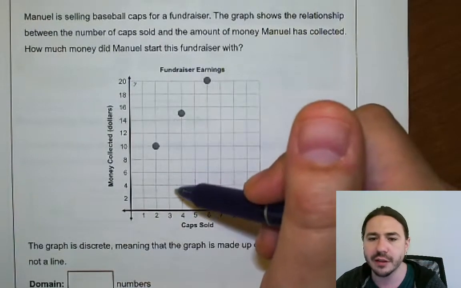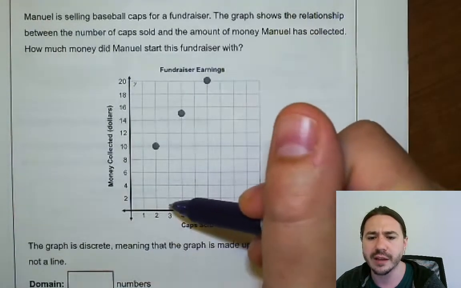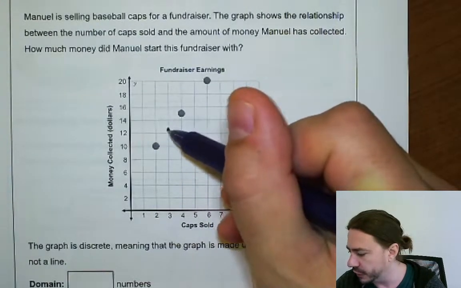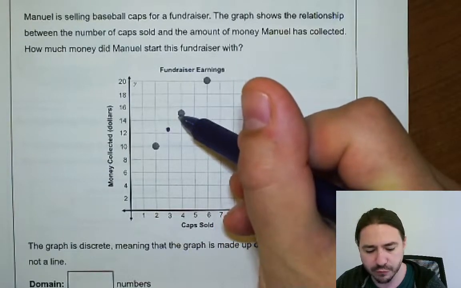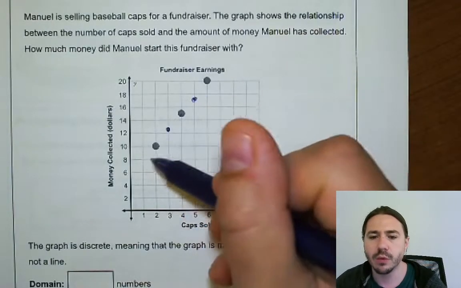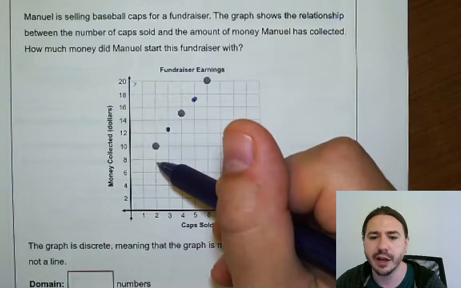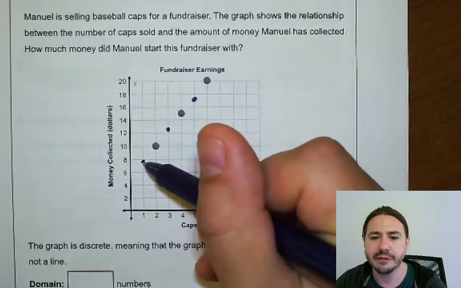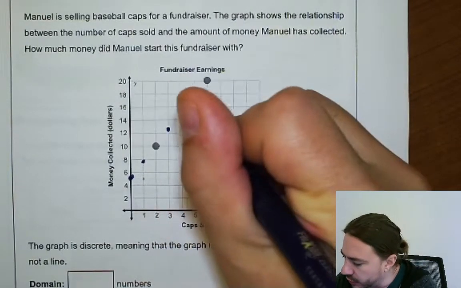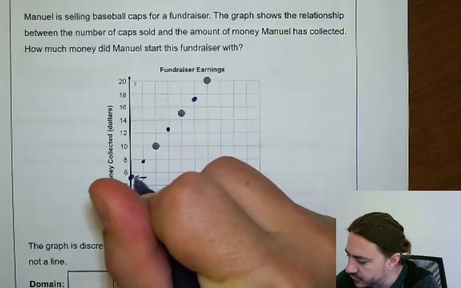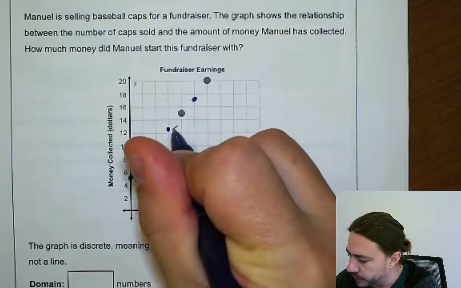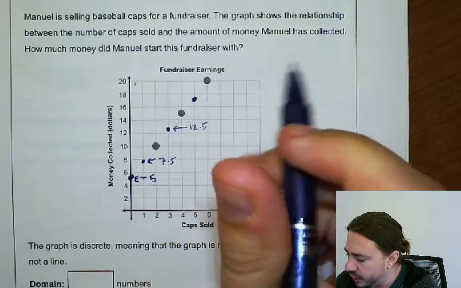If we know that these caps cost $2.50, we can estimate where some of these points should go. Like 10 plus 2.50 would be roughly here. This one, $15 plus 2.50 would be $17.50. And we could work backwards, right? 10 minus 2.5 would be 7.5, and 7.5 minus 2.5 would be 5. So let me label this a little bit. This is 5. This is 7.5. This one's 10. That's pretty obvious. This one's 12.5.